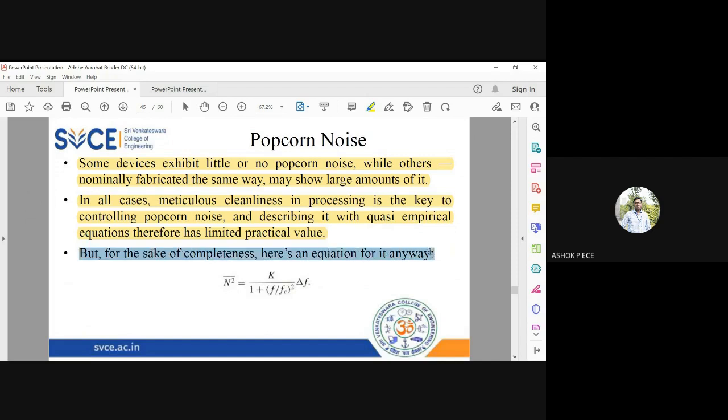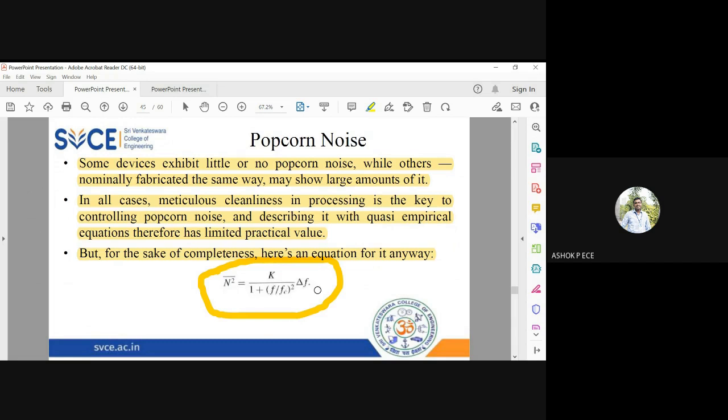But I again say, I can write the equation for the noise power. It is k by 1 plus f by fc the whole square into delta f. So you can never say the popcorn noise will always vary in this fashion. It is just an empirical formula to relate mathematically how the popcorn noise is going to have a frequency dependent behavior. Again, you see it is 1 by f square. F is coming in the denominator, it is having a power of 2.